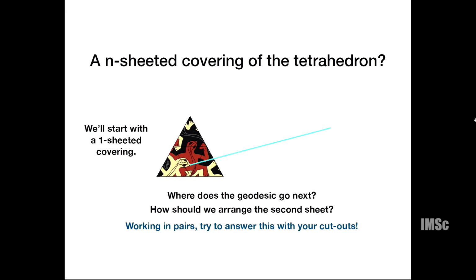So flatten out your tetrahedron again, and you have your first sheet. With your partner, you have a second sheet. But how would you arrange that second sheet in order to accurately follow where the geodesic goes next? So everybody, with your partner, see how that second sheet should be oriented.